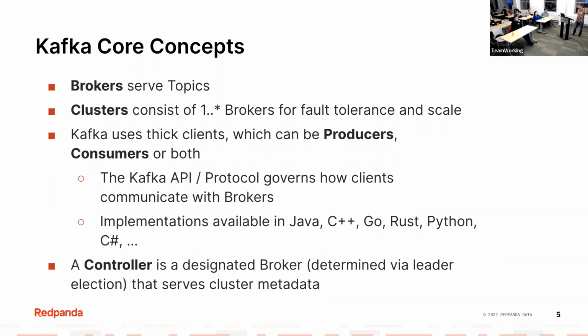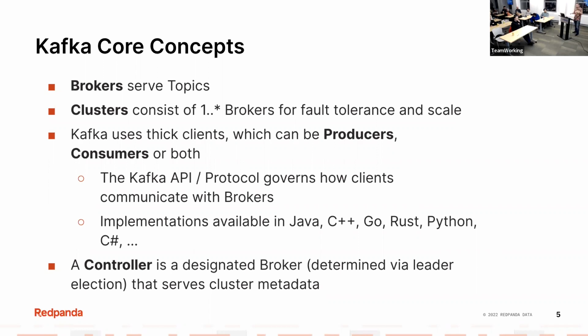And there's an API and a protocol that governs how clients communicate with the brokers. And there's a ton of client implementations out there, right? Primarily in Java, and then there's a C++ client called librdkafka. And then Rust and Python actually wrap librdkafka in their client implementations, right? There's also a C# wrapper for librdkafka. So it kind of covers a lot of languages as far as clients are concerned.